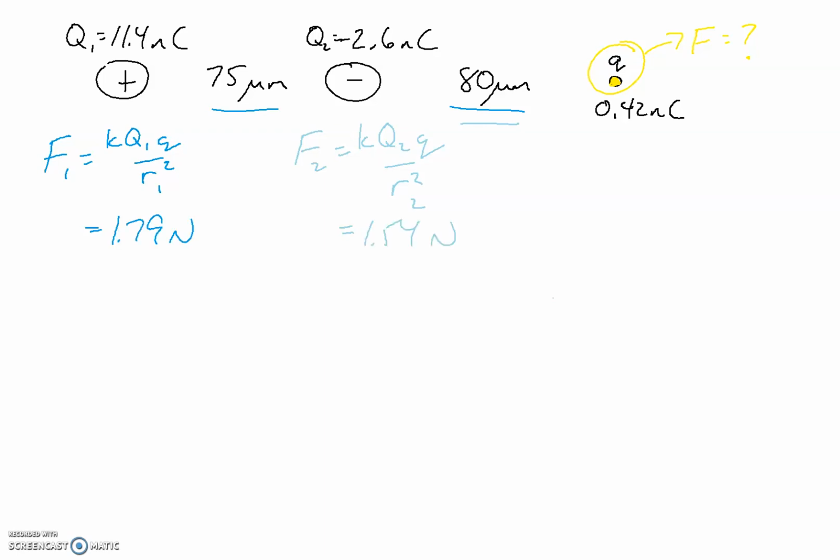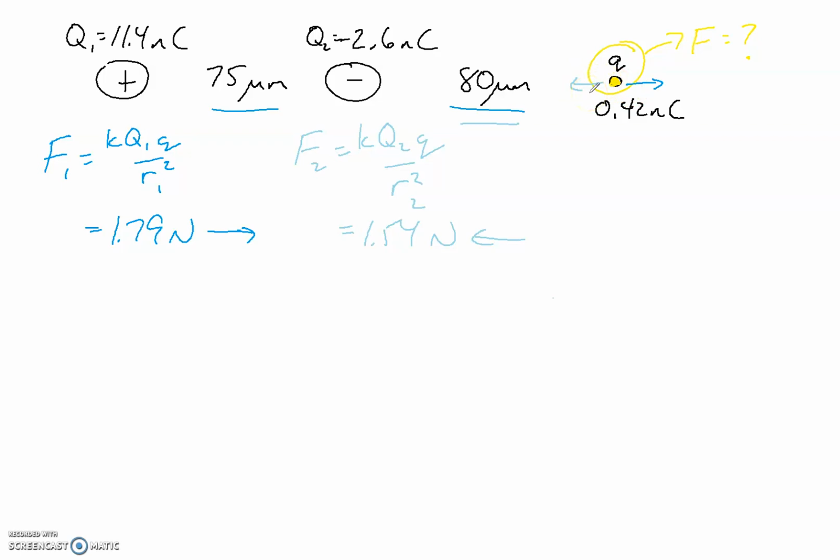Okay, so here are the two forces that I got. Let's look at the first one. I got 1.79 for the first one. Q1 is positive, and this little guy over here is also positive, so Q1 would push it away. The force on that little guy would be towards the right for that one. Q2 is negative, so it would attract this one, so that force would be to the left. So that force would go this way.